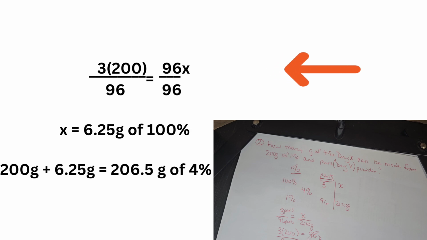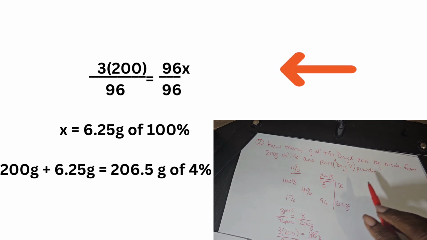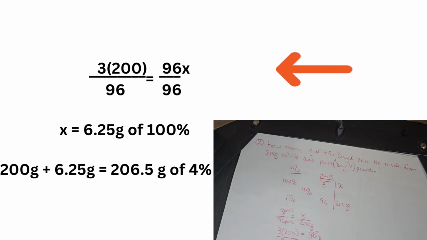Now it's asking me how many grams of 4% drug X. So what I do is add them, because physically I'm adding them together. So I have 200 grams, that's my 1%, plus 6.25 grams that is my pure powder, my 100%, equals 206.25 grams of 4%. And that's the answer.